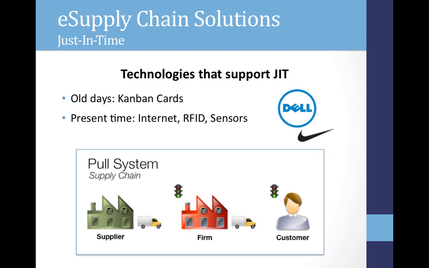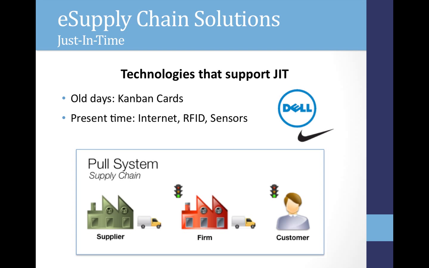Just-in-time can also have a wider approach, where we include the entire supply chain, not only operation by operation. As you can see here on the screen, there is a very simple supply chain, from the supplier to the firm to the customer. The flow of information or signals can be done by different methods: internet, RFID, or e-sensors. Back in the day, this flow of information was done by what are called Kanban cards.